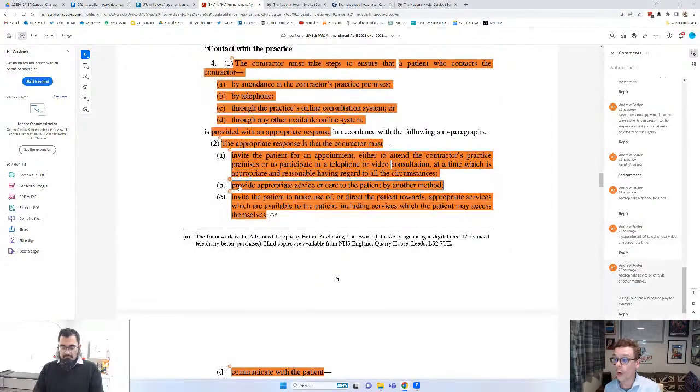So, or B. These are all linked with "or", so it's not all of them. Or provide appropriate advice or care to the patient by another method, which I think is quite interesting, because that does bring into play providing self-care advice, for example. So I think that's interesting. And "by another method" is an interesting phrase, and I do wonder if that means actually someone presents by telephone, you can say you're going to send them some information by another method and do it that way.